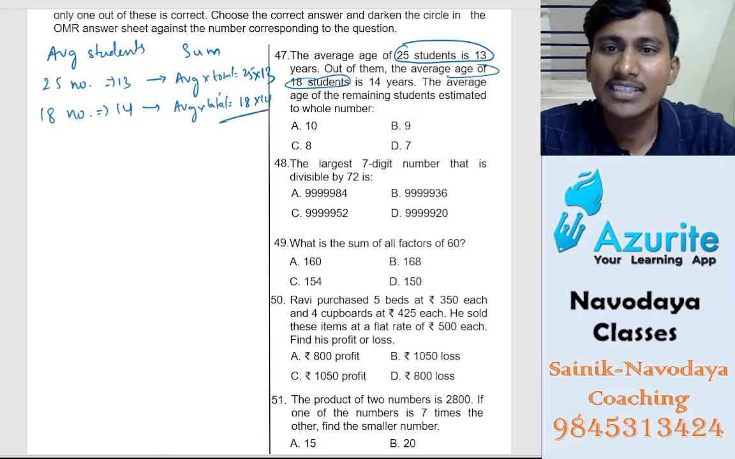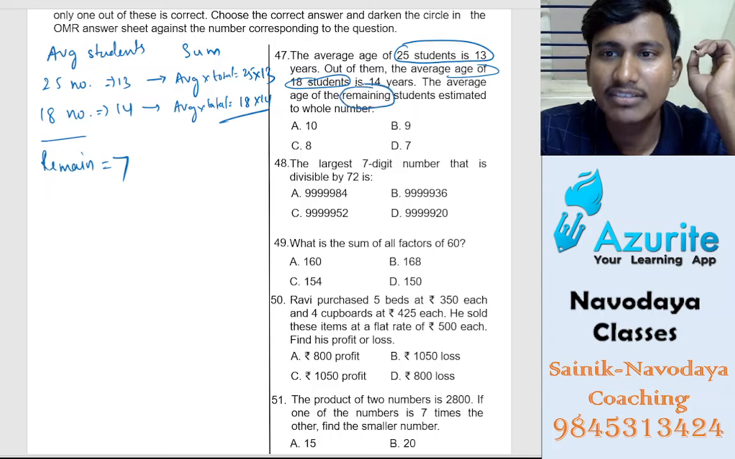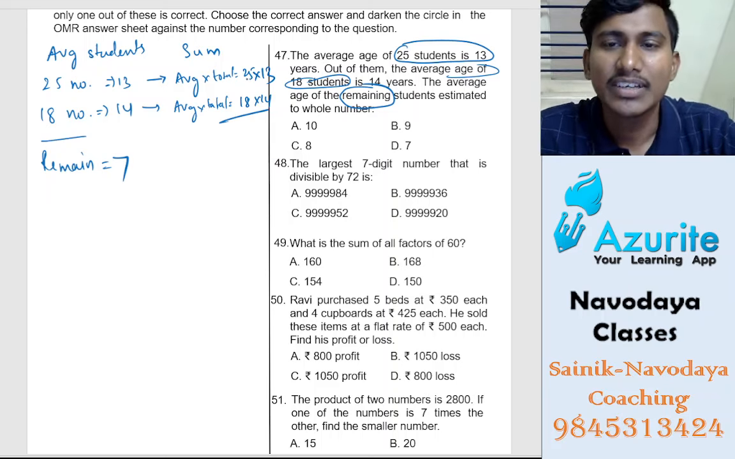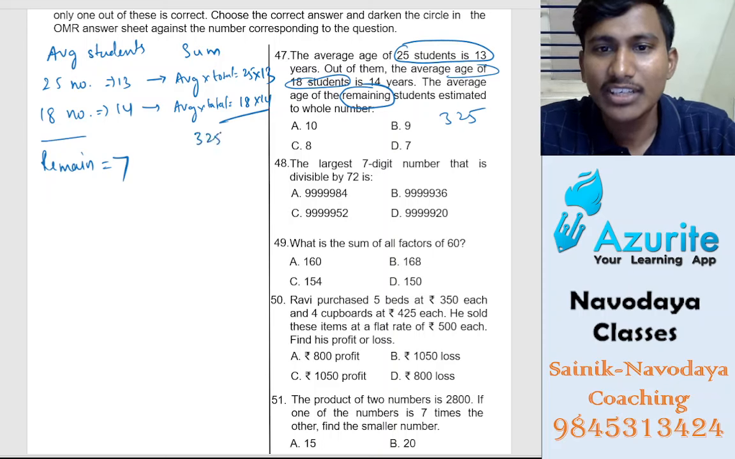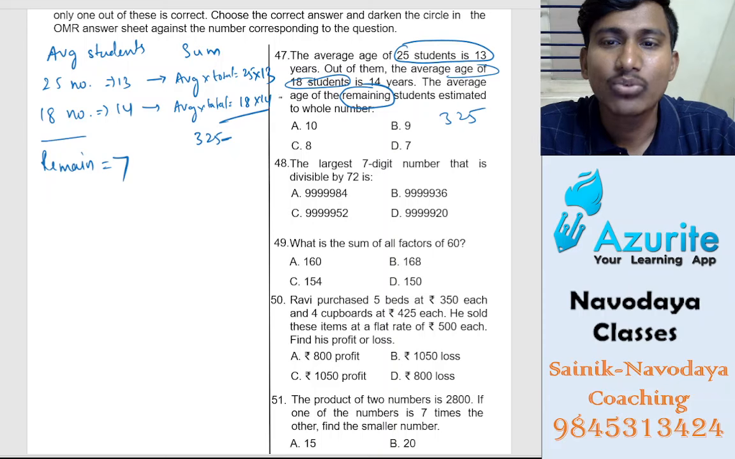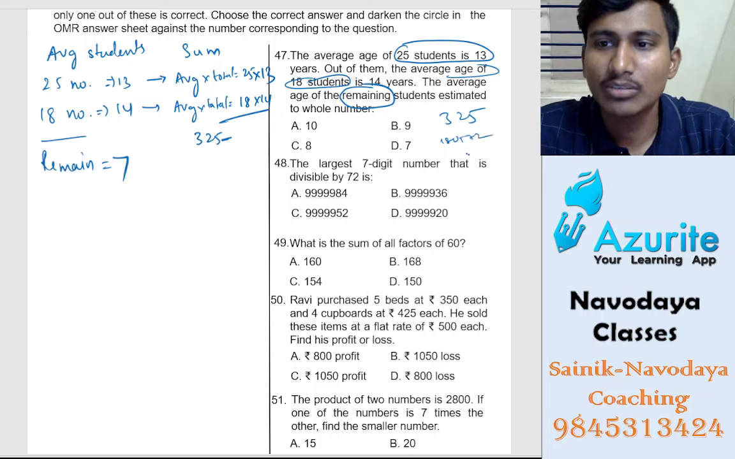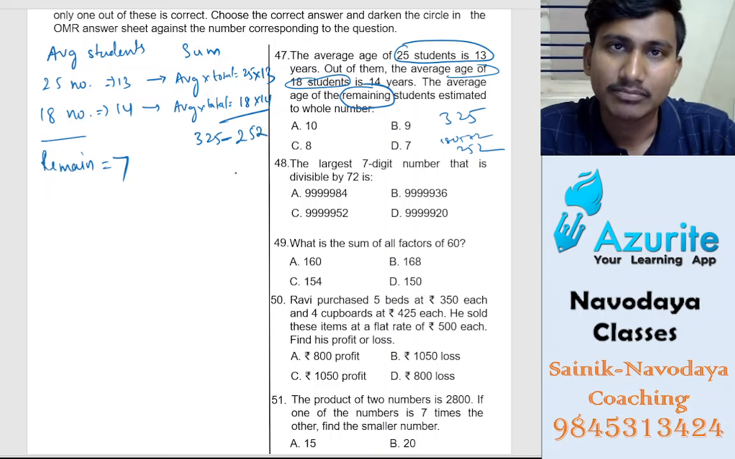So if you subtract them, how many remaining students will be there? If you subtract 18 from 25 students, you will get the remaining 7 students. So what will be the answer here if you subtract? 25 13s is how much? You will get 325, right? Then 325 you have to subtract 18 14s. 18 14s is how much? That is 180 plus 72, it will be 252. So 252 you have to subtract from it, right?